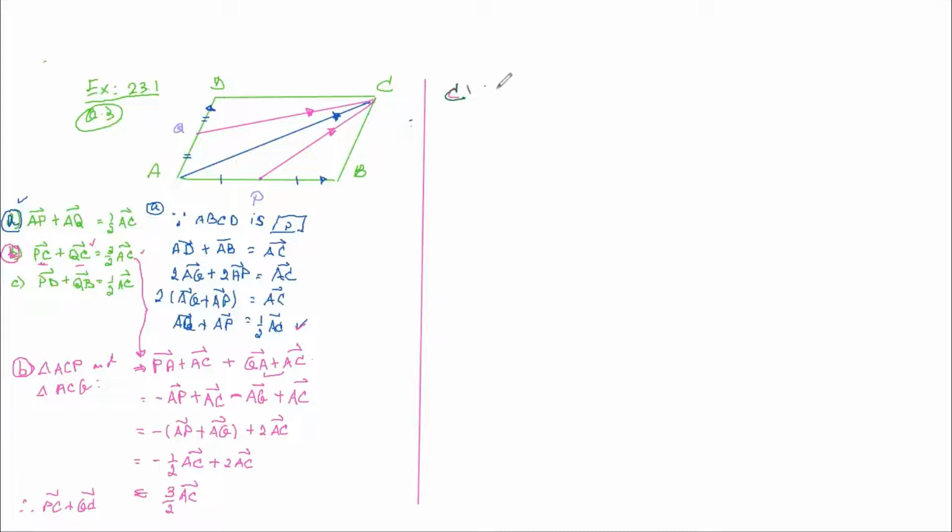Question C wants us to find vector PD plus vector QB equal to 1 over 2 AC. Now again, you observe PD and QB, where they are. PD is here, right? So you have to draw one line, PD from here. Draw up there. PD.